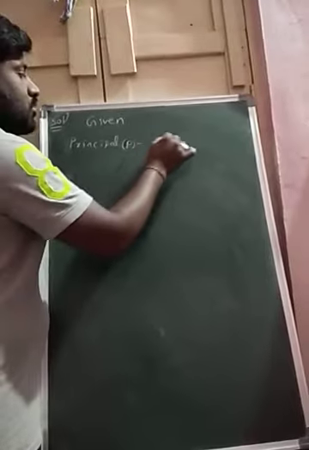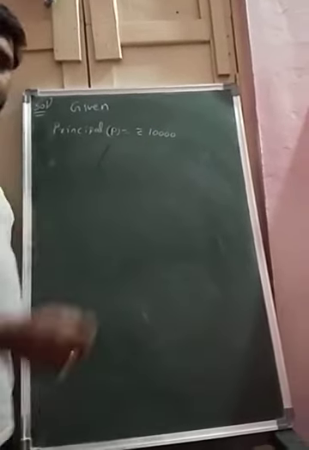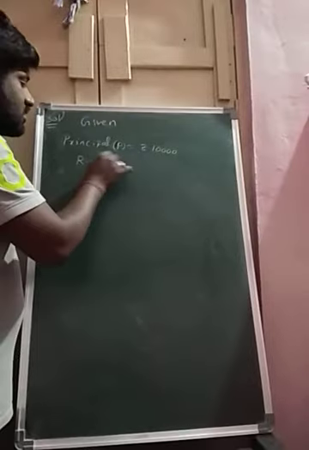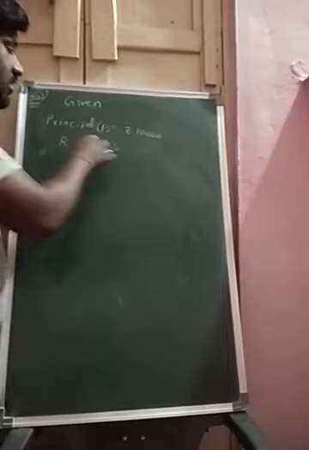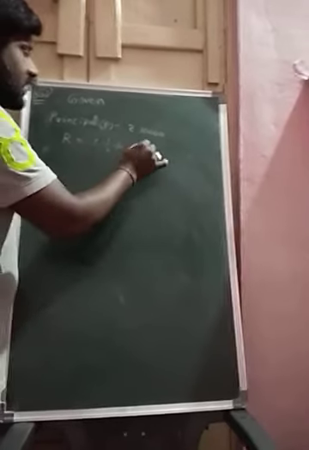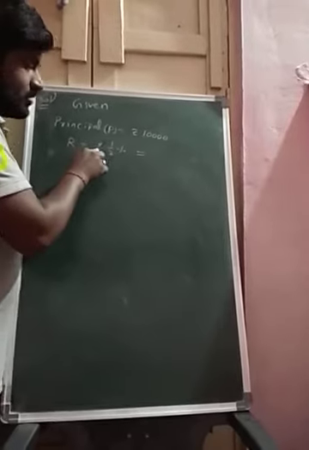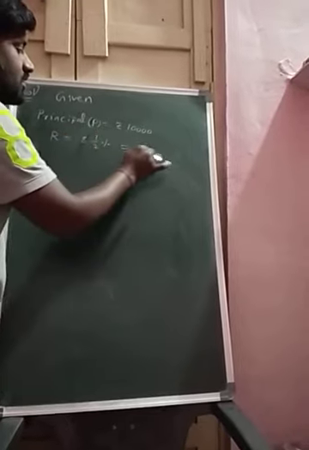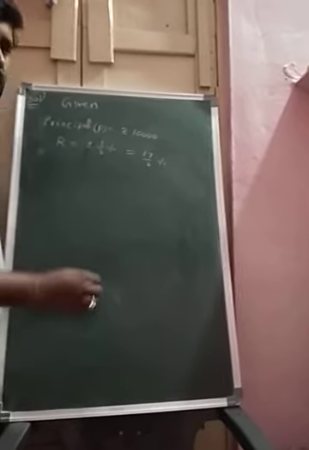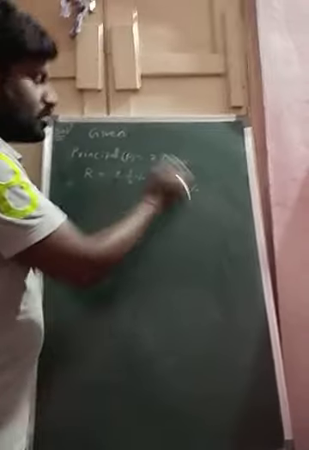Given data. What is the principal? The principal P is equal to rupees 10,000. Rate of interest R is equal to 8 1/2 percentage, 8.5%. So you can write it as: 2 8s are 16, 16 plus 1 is 17. So you can write it as 17/2%. That is, rate of interest per annum is 17/2%.